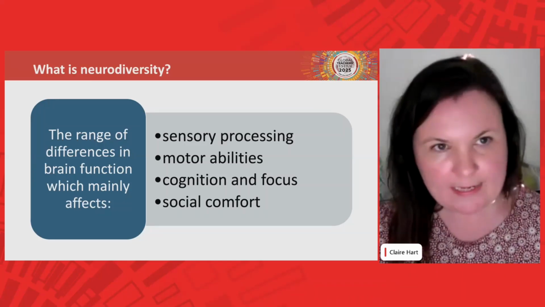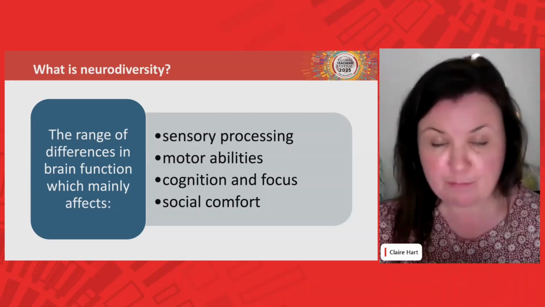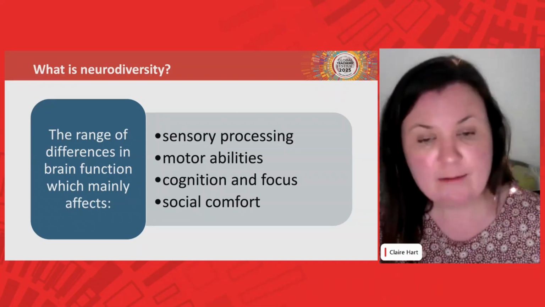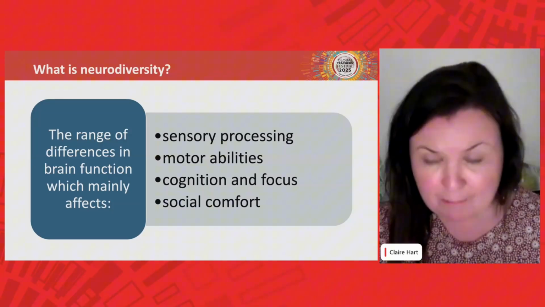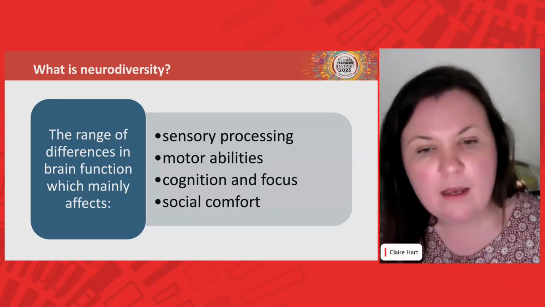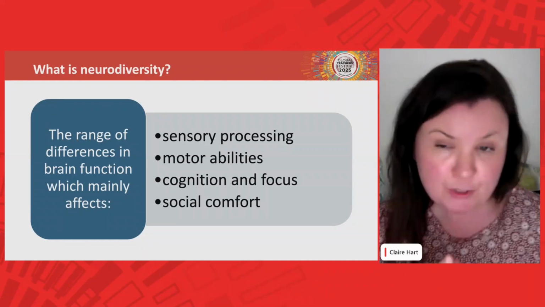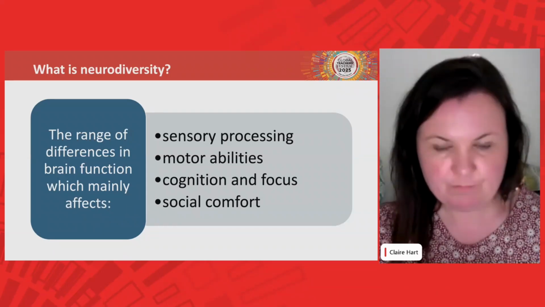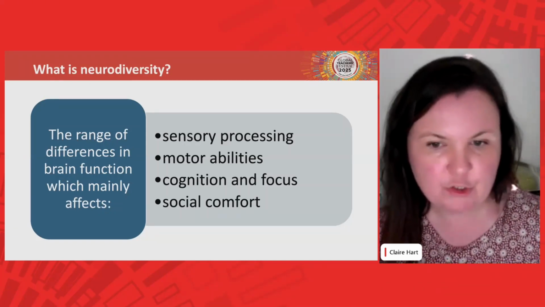The ways in which the brains of neurodiverse people function differently is in terms of sensory processing, so how they experience sensory input, sights, sounds, smells, etc. How it affects their motor abilities, so their ability to use their hands, their bodies. How it affects their cognition, so thinking, learning, remembering, and their focus, so their concentration, and their social comfort. By social comfort, I mean how comfortable people feel in different situations.